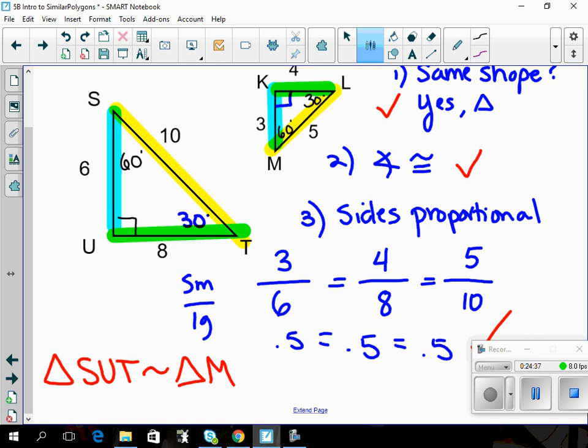What comes next? So U is next. U is the 90. What's the 90 over there? So MKL. The order that you write that is important. Use the angle measures. That'll help you. All right, let's get some practice.